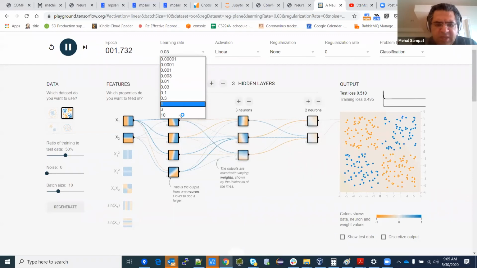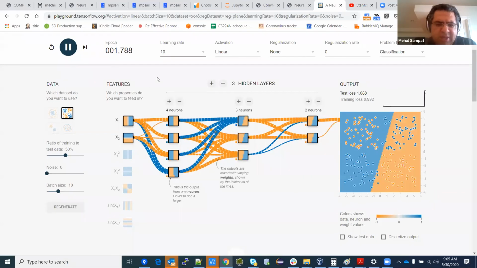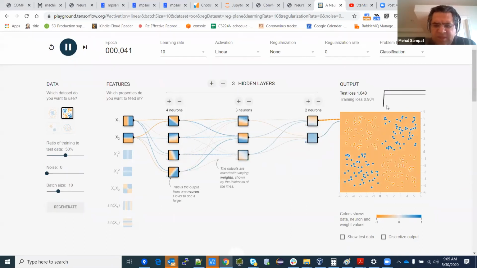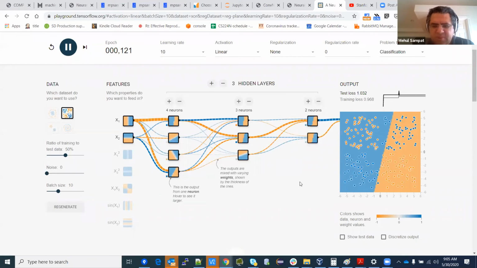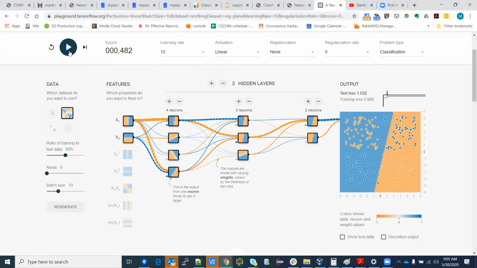Okay. You can see what happens, like if you make the learning rate really high. You can play with that. You can see the effect of different parameters. You can add regularization. It just helps a lot to understand the thing visually, so that we can get the feel.